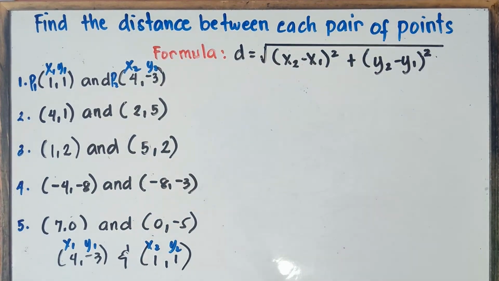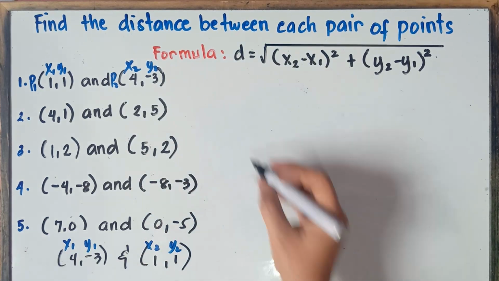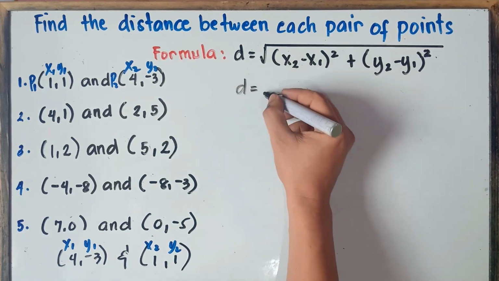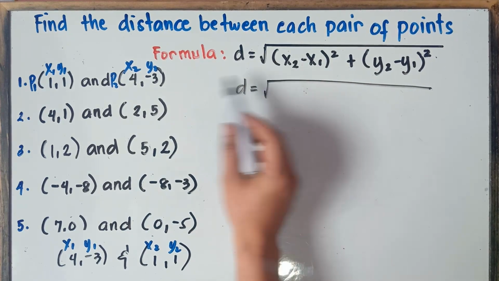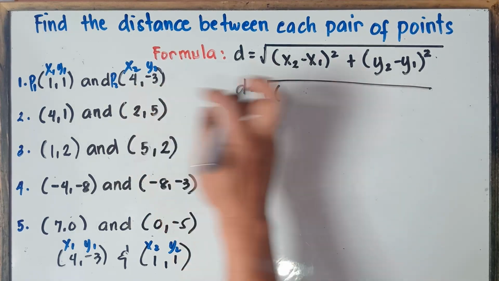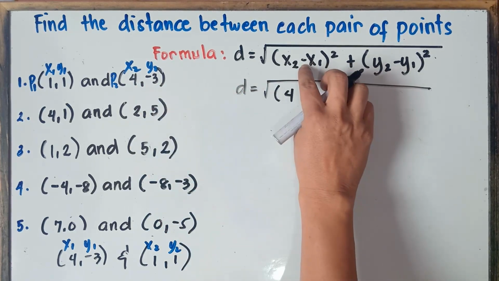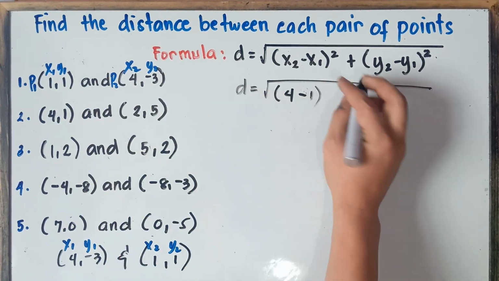Once you have your x sub 1, y sub 1, x sub 2, y sub 2, simply substitute the values in the given formula. Copy D, copy the equal sign, copy the square root. Do it step by step, class. X sub 2 is positive 4, so do not forget the open parenthesis. Copy the minus sign. X sub 1 is 1. Close parenthesis, and then squared.